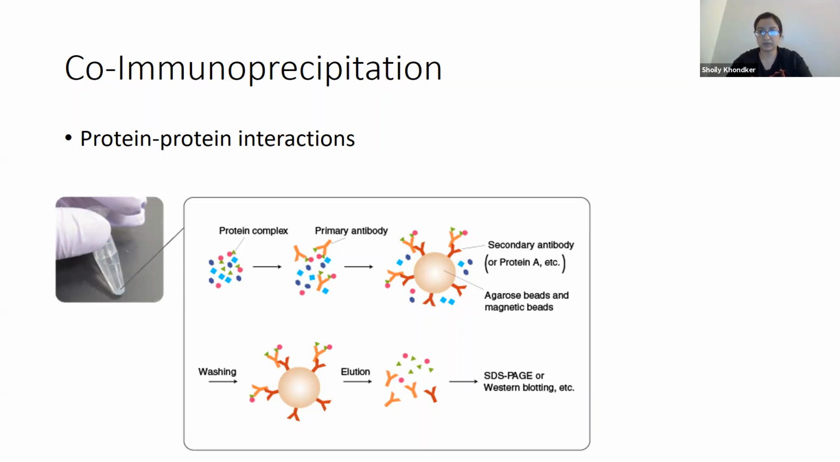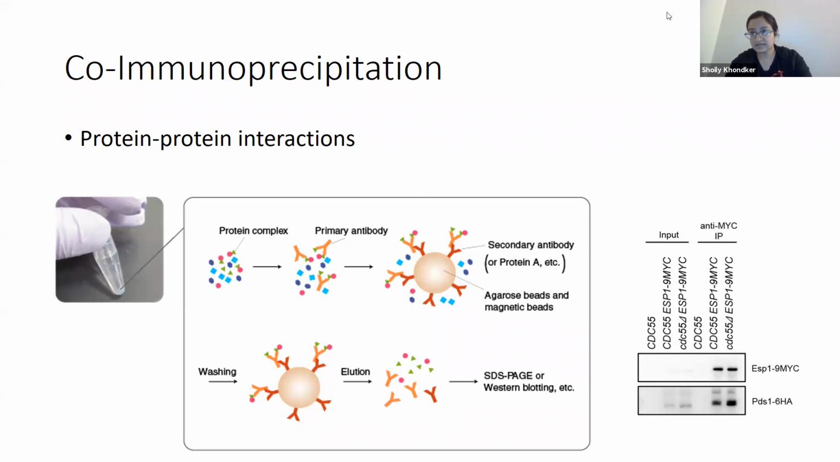If this is successful, what you should see is your protein of interest that you immunoprecipitated, along with any other proteins that it was bound to. One way of confirming this is to also tag a second protein of interest that you are predicting is in a physical interaction with the first protein. So this is an example of one that works successfully.